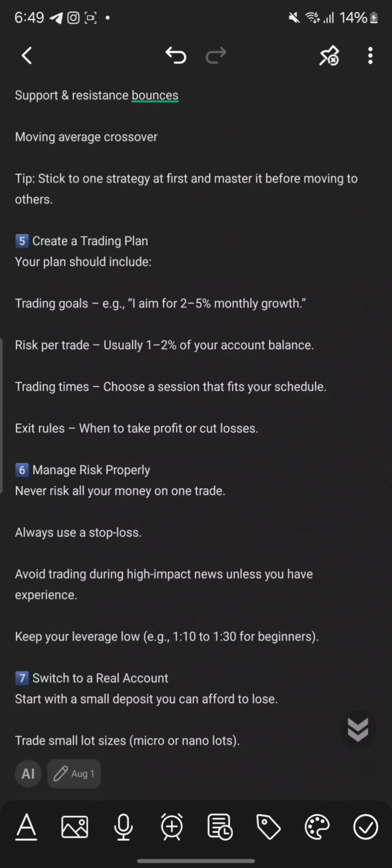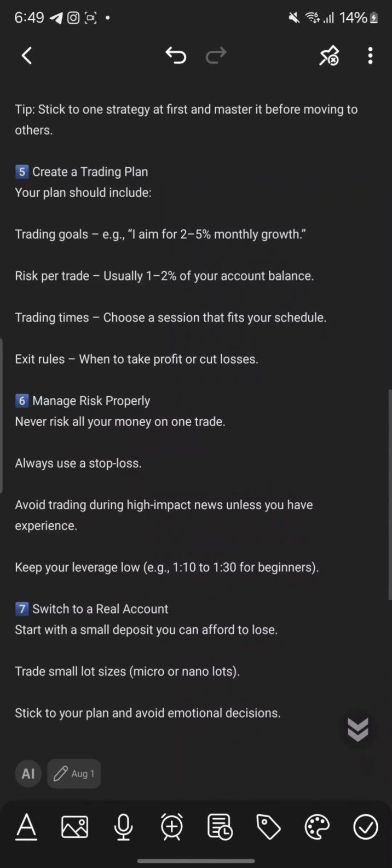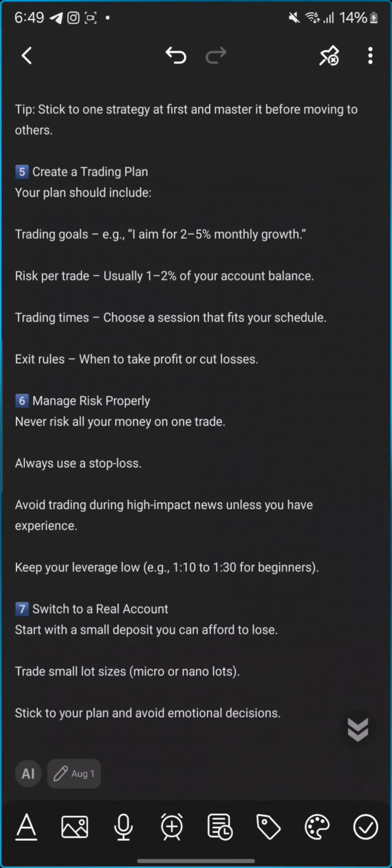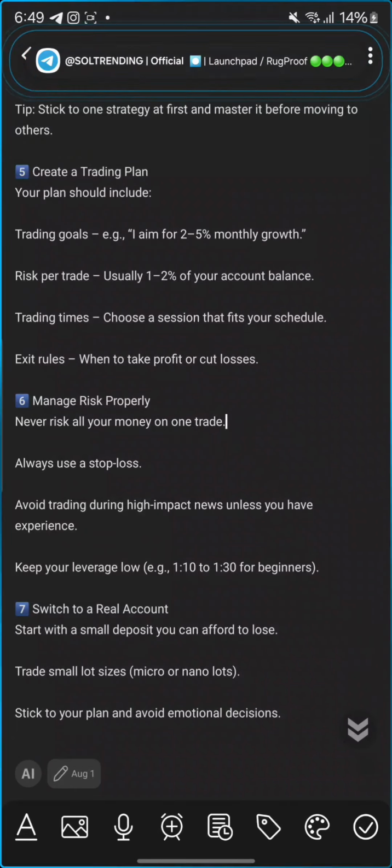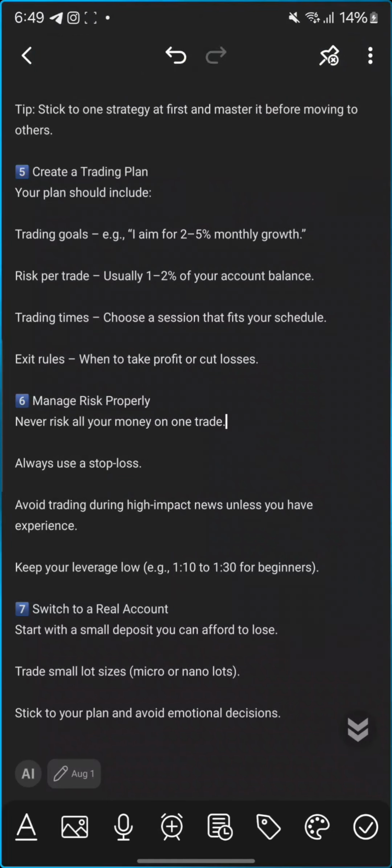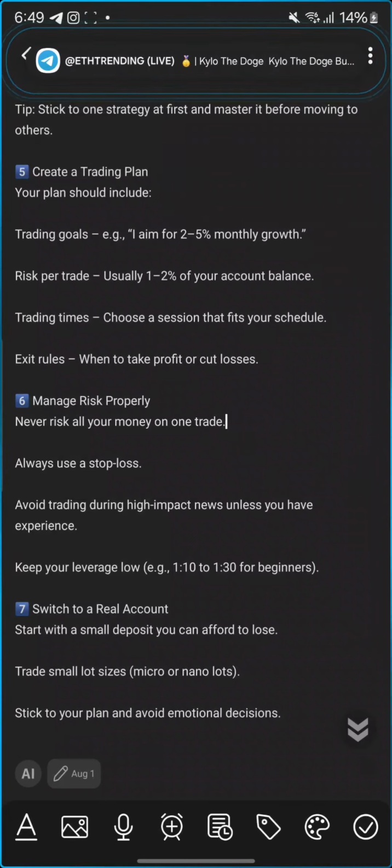That is why you want to have a trading time. It is very, very important. Then you have to learn how to manage your risk. Now, always use a stop loss. Very important. Always use a stop loss.